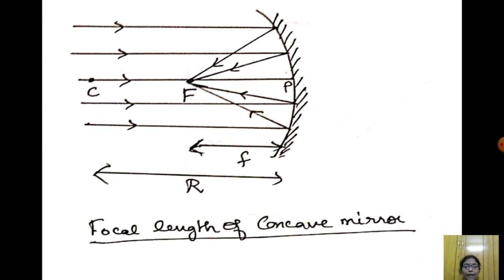Now we have to know the focal length. What is small f? It is the distance between the focus point F and the midpoint P, which is nothing but the focal length, small f. Whenever the rays are parallel to the principal axis, after reflection they will be focused at the point capital F.